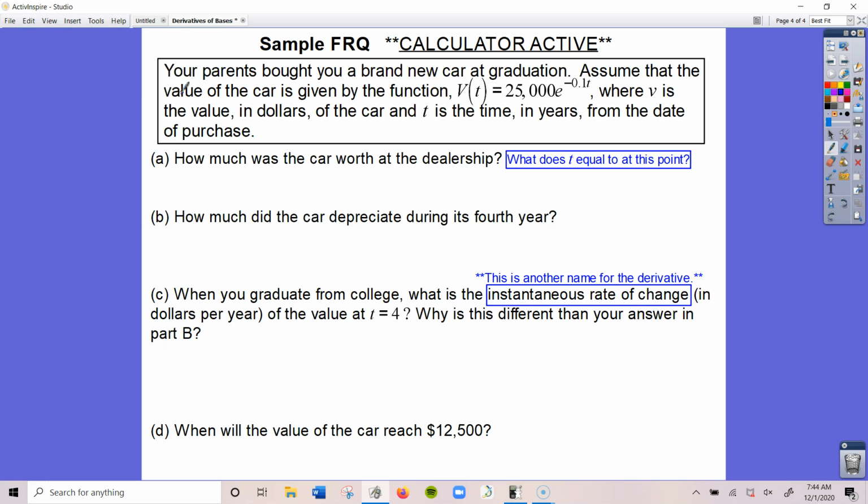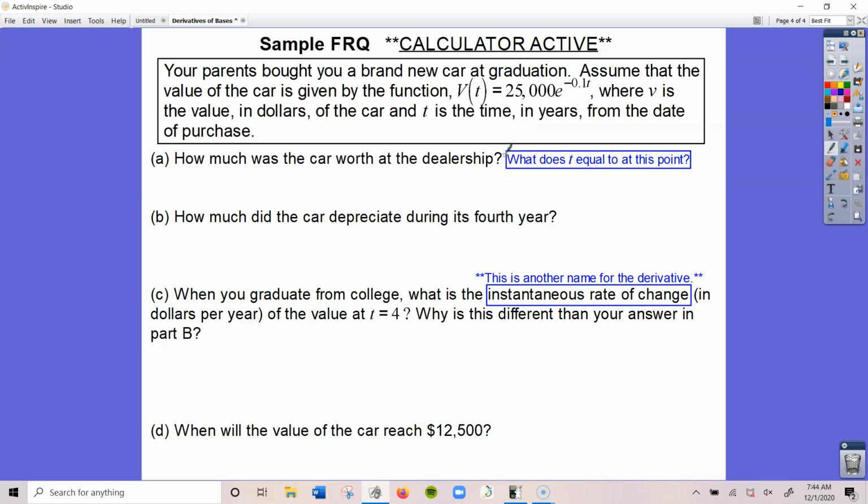So this question reads, your parents bought you a brand new car at graduation. Assume that the value of the car is given by the function v of t is equal to 25,000 e raised to the negative 0.1 t, where v is the value in dollars of the car and t is the time in years from the date of purchase. How much was the car worth at the dealership?